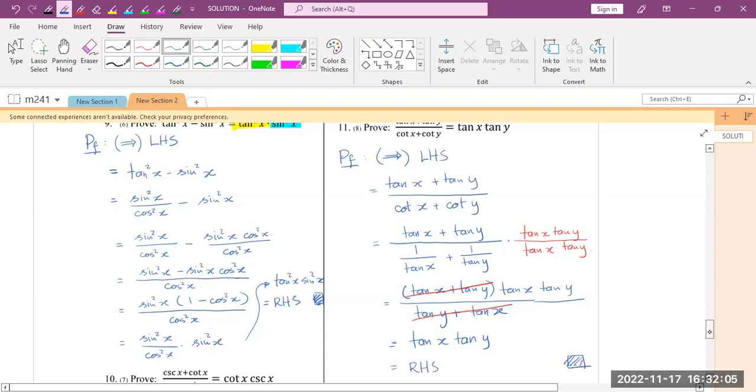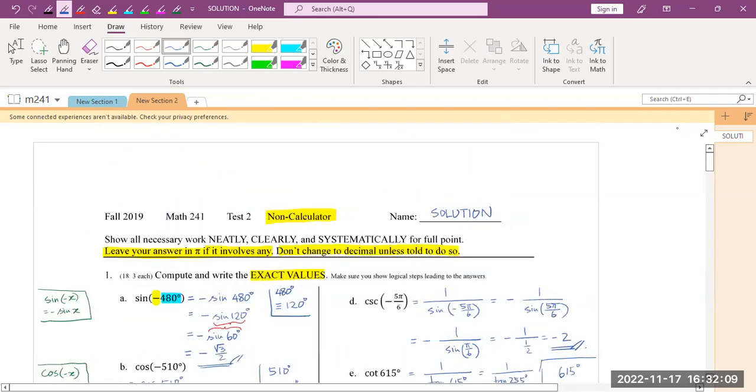Okay, so this is the solutions for fall 2019 Math 241 test 2. Notice that this test is doable without calculator. Okay, that's for this one.